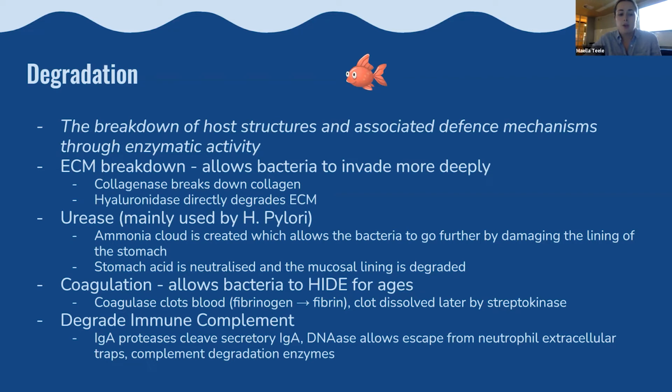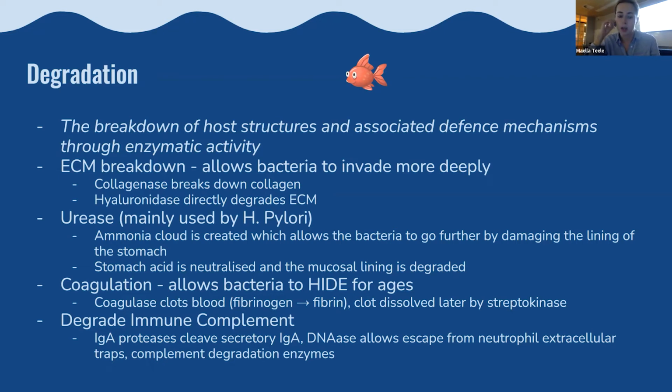The bacteria can also cause coagulation. Using coagulase, they clot the blood around the bacteria, which turns fibrinogen to fibrin. This allows the bacteria to hide for a long time, because the bacteria is then encased in a blood clot, and obviously the immune system won't attack its own blood clots. Later on, once the bacteria has replicated and invaded the host cells enough, the clot will be dissolved by streptokinase. So this is a pretty clever way in which the bacteria can evade the immune cell response.